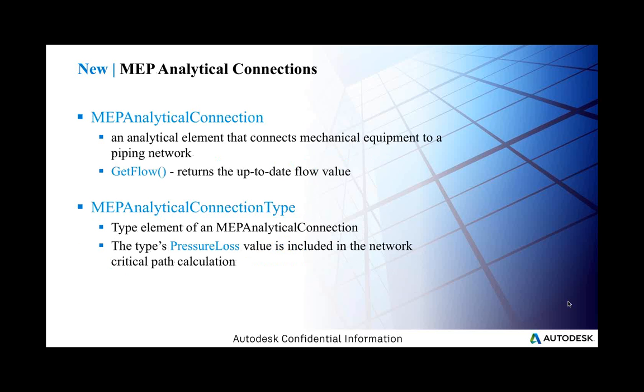For the MEP Analytical Connections, we have introduced a new element, the MEP Analytical Connection class, that connects mechanical equipment to a piping network. And its getFlow method returns the up-to-date flow value. The MEP Analytical Connection type is the associated type element and handles a pressure loss value to include in the calculation of the network's critical path.